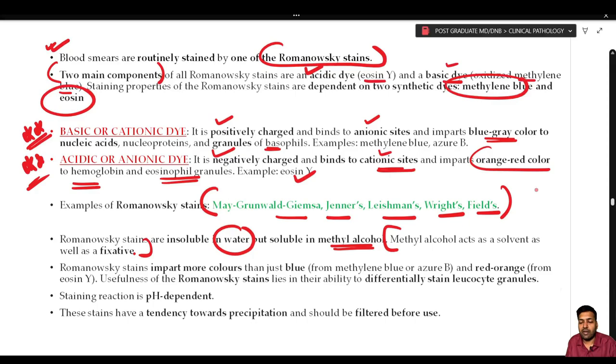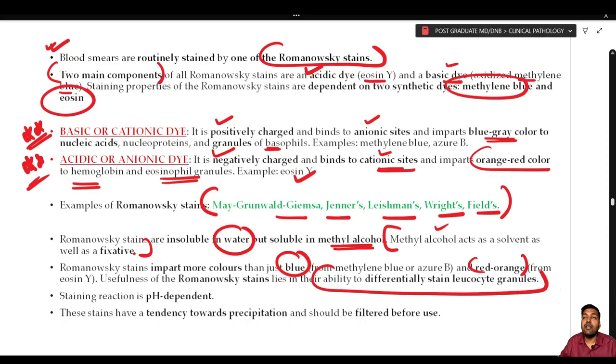Now, Romanovsky stains impart more colors than just blue and red, such as orange. The usefulness or the principle of Romanovsky stains lies in their ability to differentially stain the different parts. They will stain the cytoplasm with a different color, the cytoplasmic granules with a different color, and the nucleus with a different color. This ability to impart different colors to different components of a cell is the basis of the Romanovsky stain, and it allows differentiation between the different blood components. So the usefulness lies in their ability to differentially stain different components of a cell. You have to use this term in the principle.